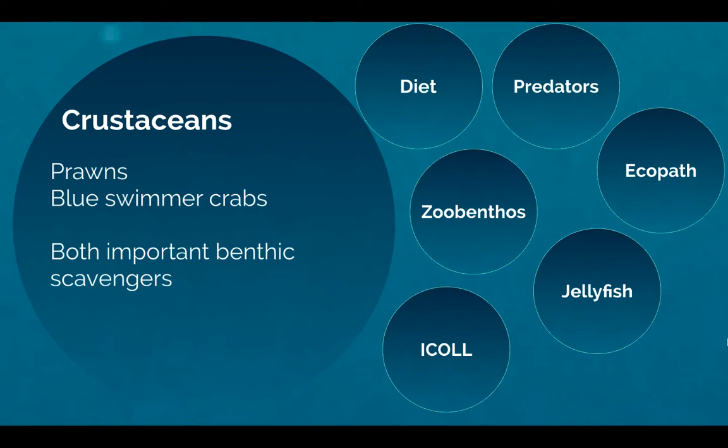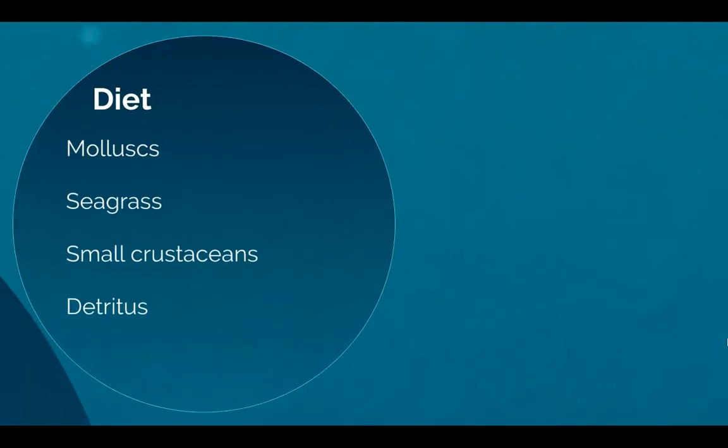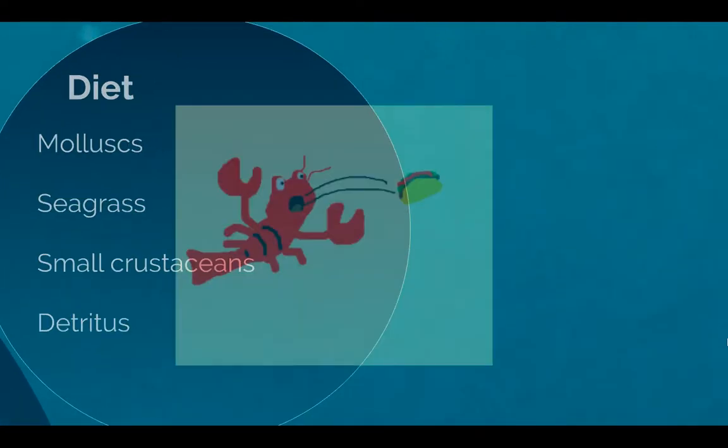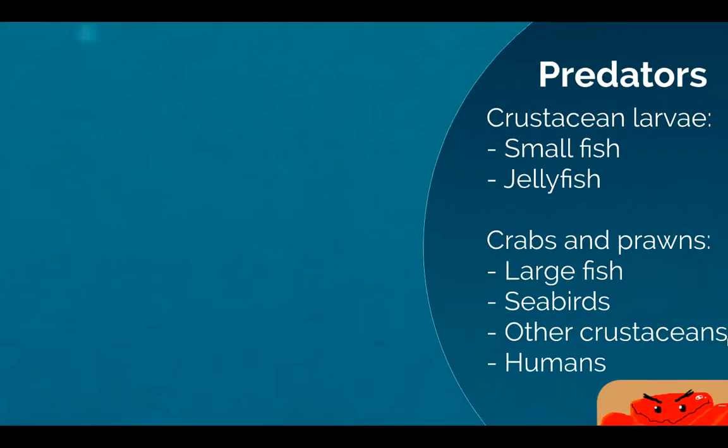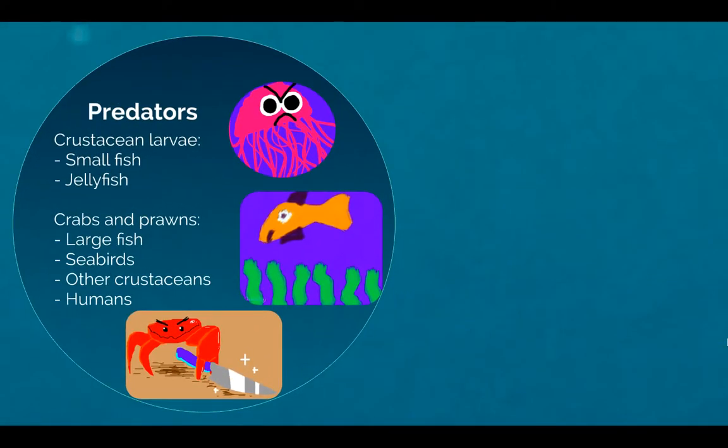Crustaceans are important benthic scavengers and play a major role in the recycling of carbon through an ecosystem. They mainly feed on mollusks, seagrass, and detritus. But they're the prey of many key functional groups. Blue swimmer crab larvae are vulnerable to small fish and jellyfish. Adults are predated on by large fish and other crabs, but their main threat is humans.